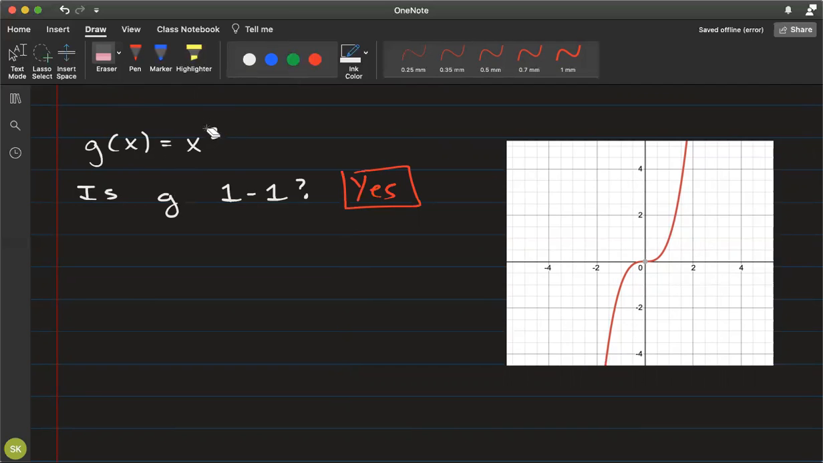So if you had a 2, a 4, a 6, because anytime you raise a negative to an even power, it becomes a positive. So if you plugged in a positive 2, and this was x to the 4th, you'd get 2 to the 4th. But if you plug in a negative 2, you'd also get 2 to the 4th. So even powers would not be one-to-one functions, but odd powers are one-to-one functions.